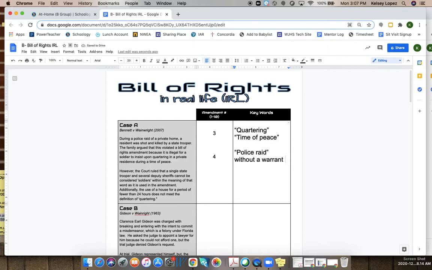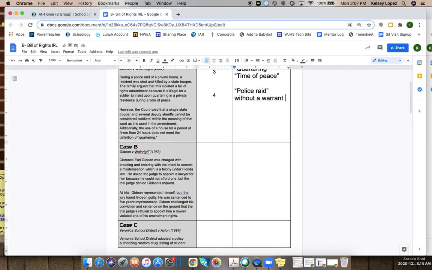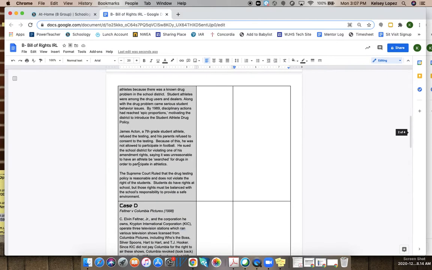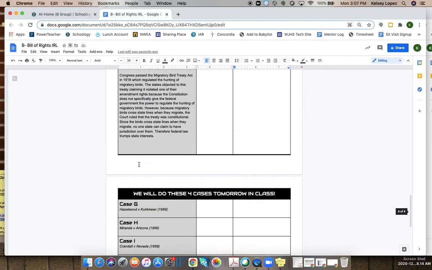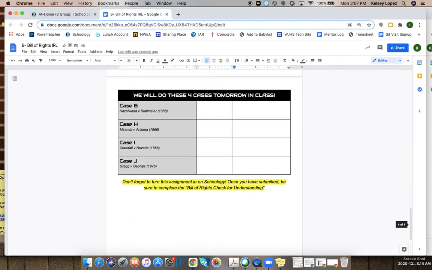So there are a few connections on this one specifically, but the other cases are pretty straightforward. So again, here's the answer to number 1. You're going to do the same sort of thing for case B, case C, D, E, and F. Then I want you to submit it. Tomorrow we will do these 3 cases together.